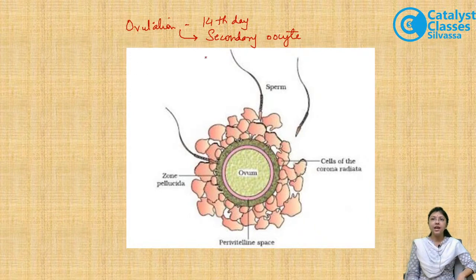As I was telling you, ovulation takes place at the secondary oocyte stage. Okay, that secondary oocyte is what is released from the ovary. Now, how exactly is its structure? As you can see, this is the diagram that is given in your NCERT textbook.